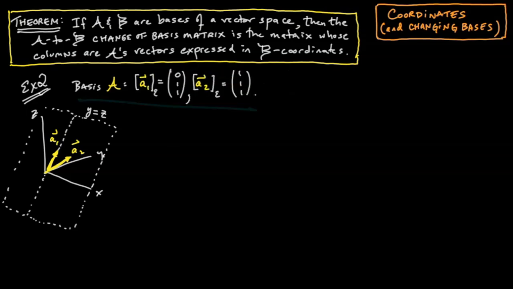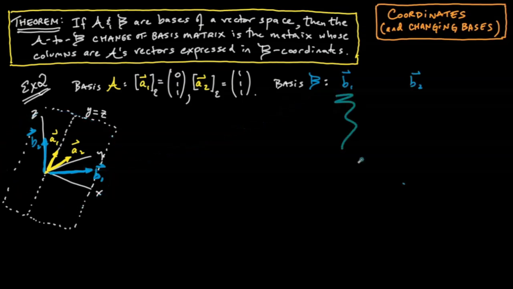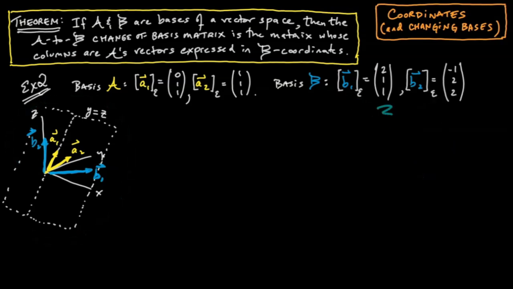I will move it over a little bit so that I have room for basis B. I've drawn its vectors on the picture. We'll call them B1 and B2, and let's say that their standard coordinates in R3 are 2, 1, 1 and minus 1, 2, 2, respectively. Again, it's easy to see that these do in fact constitute a basis for the subspace.